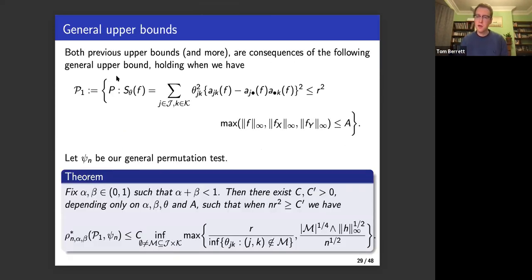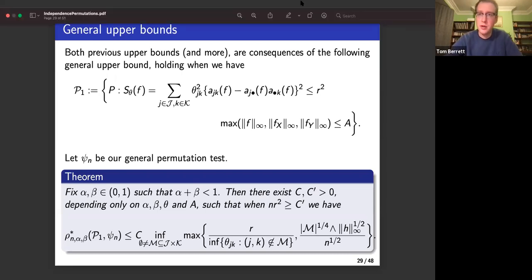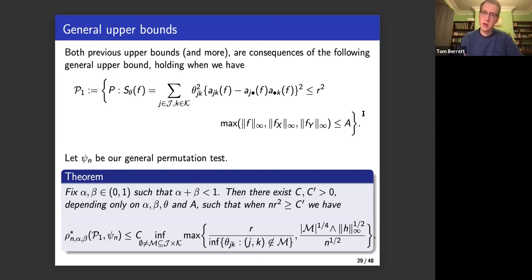Now both of the results I've talked about so far are consequences of a general upper bound, and that is as follows. I won't dwell on this too much, but the main feature is that we're decomposing the bound into a bias term and a variance term. If you're interested in the technical details, I'm happy to talk about this further. We get this by bounding the bias and variance of both the original test statistic computed on the IID dataset and also the null statistics computed on the permuted dataset.